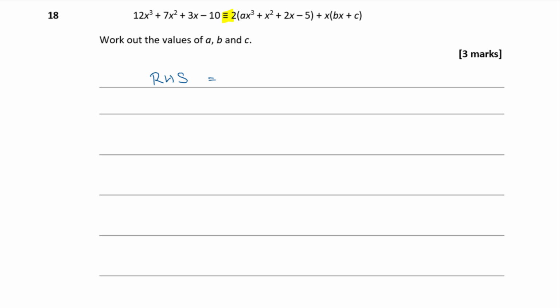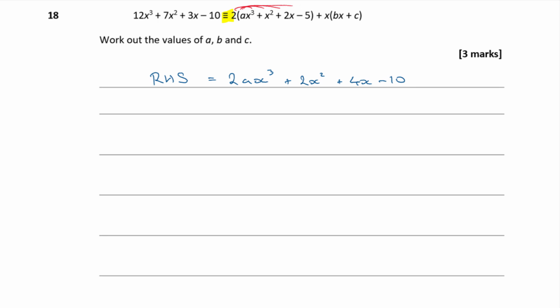Okay, so you can just use the abbreviation RHS, right hand side, and I'm just going to multiply out this bracket here, multiplying everything in the bracket by 2. That's going to give me 2ax cubed plus 2x squared plus 4x minus 10.